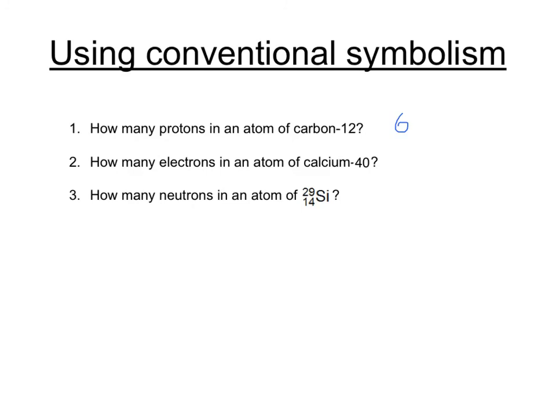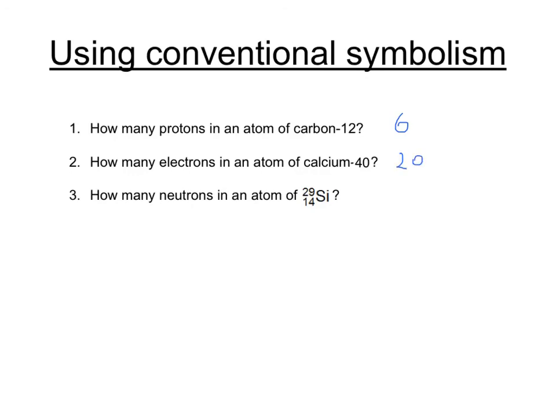How many electrons in an atom of calcium-40? Again, it's not 40, because 40 is the number of protons plus neutrons. It's the mass number. To find out the number of electrons, we need to look up calcium on a periodic table. It has an atomic number of 20. That means it's got 20 protons. And as it's a neutral atom, it will also have 20 electrons.